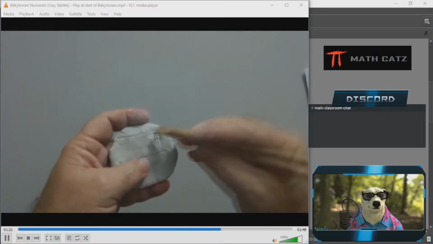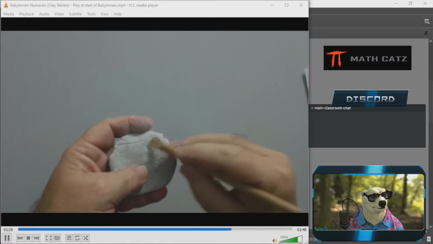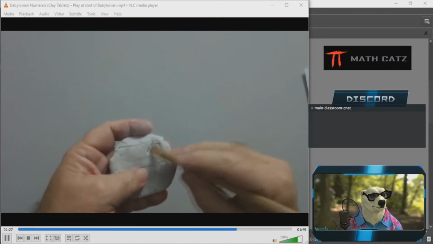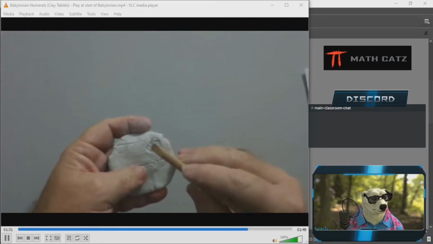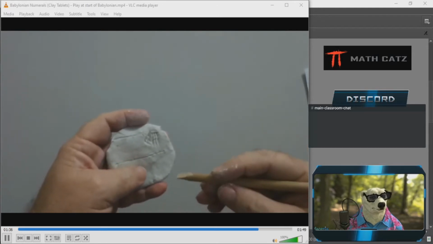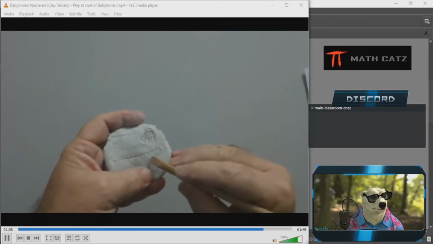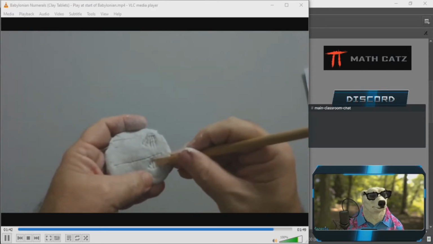The next symbol they used was one like this, which represented 10, and they could make 30, 40, 50. The number I have represented there is in fact 59. If they wanted to represent the number 23, they would do 1, 2, and 1, 2, 3.